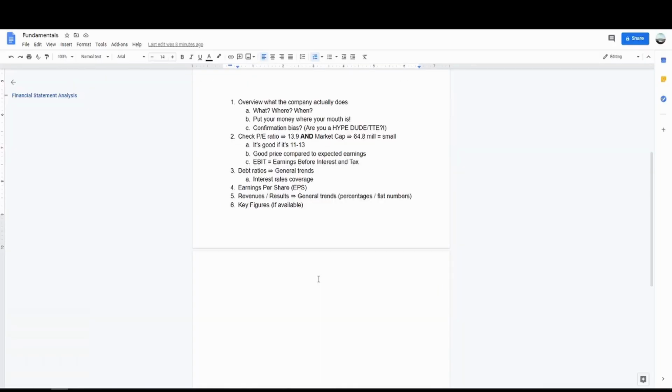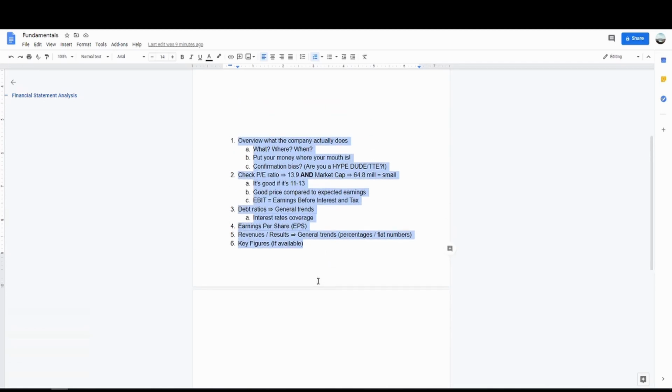Okay, but I think that's it. That's a few basics. Overview, the PE ratio, market cap, debt ratios, look at the liabilities, also in tandem with the overview again. Look at the EPS, the earnings per share, along with the PE ratio and market cap that we already mentioned. Look at the revenues and the results, again in tandem with the overview. Why is this happening? Are there explanations? And finally, if the company provides any key figures, always give this a glance. They're always worth checking out. So look at them and make your assumptions, and make your investment if you think it's a good fit for you.